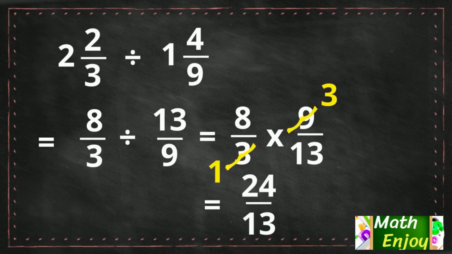24 over 13. It is an improper fraction. We will convert it into a mixed number. In 24 there is only 1 13. So whole number is 1. Remainder is 11. So numerator is 11. Denominator is 13. Final answer is 1 and 11 over 13.